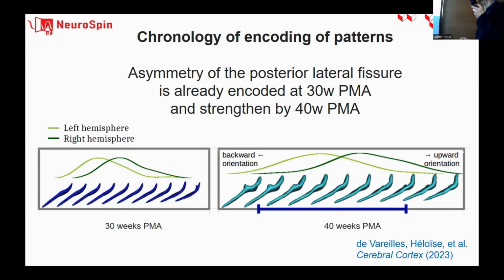But what is interesting is that if you take the same subject, you can correlate both. And in fact, the subjects which are on the left at 30 weeks are still on the left at 40 weeks. It means that this asymmetry is already there at 30 weeks. It's stable. So you can try to understand the chronology of the way this pattern appears in the brain.